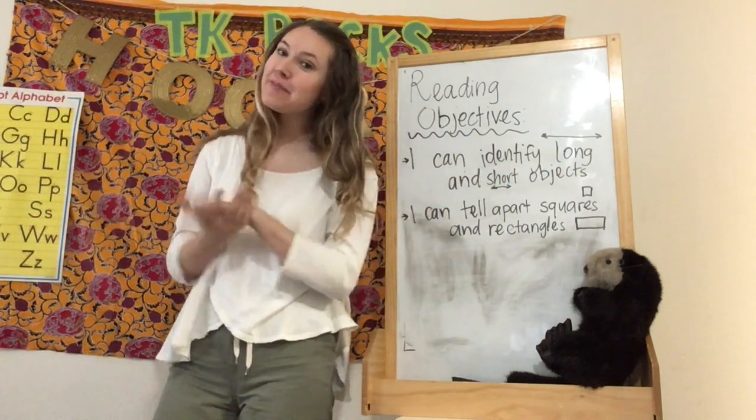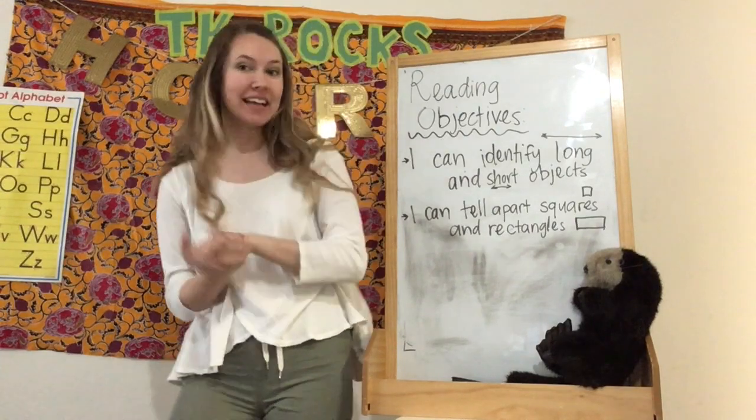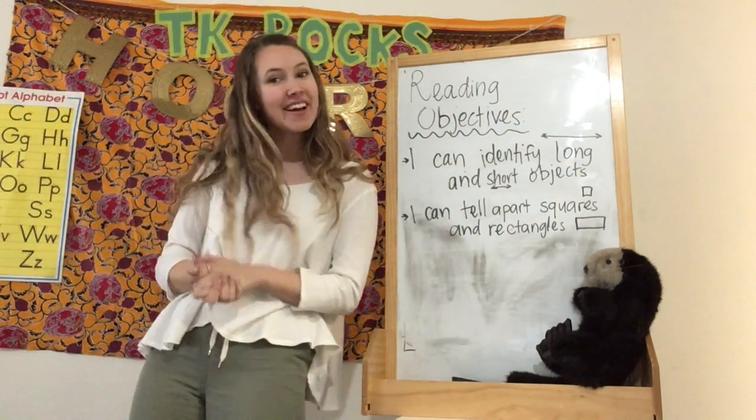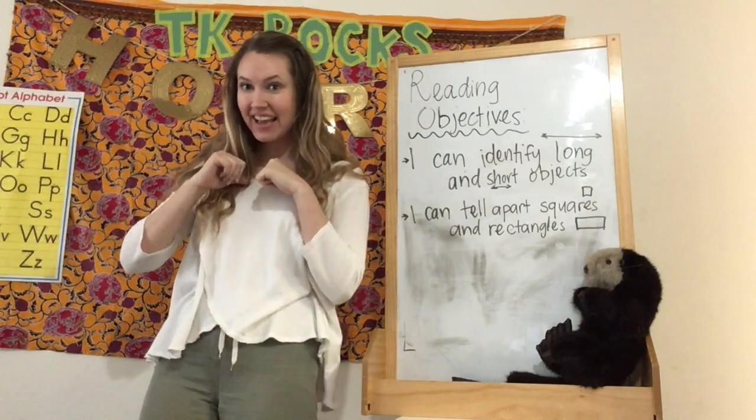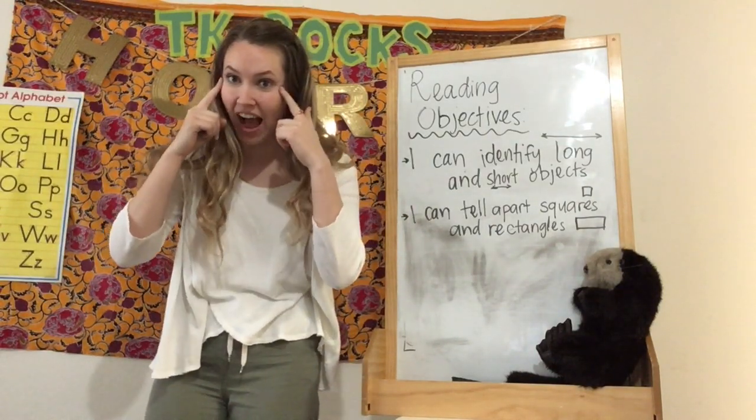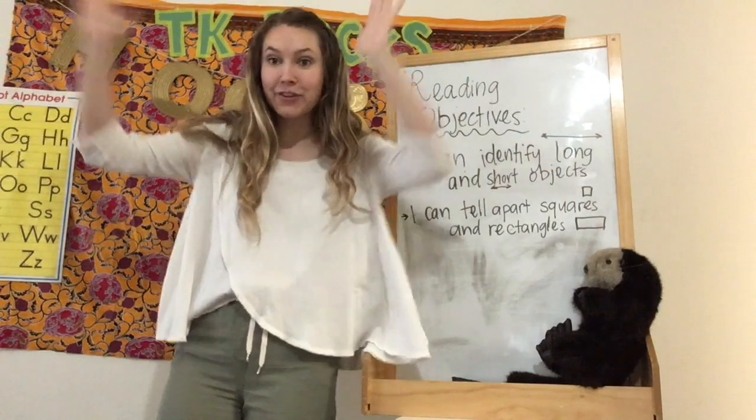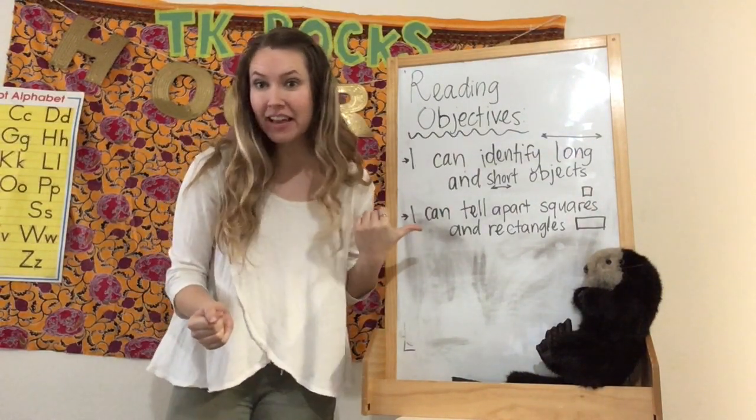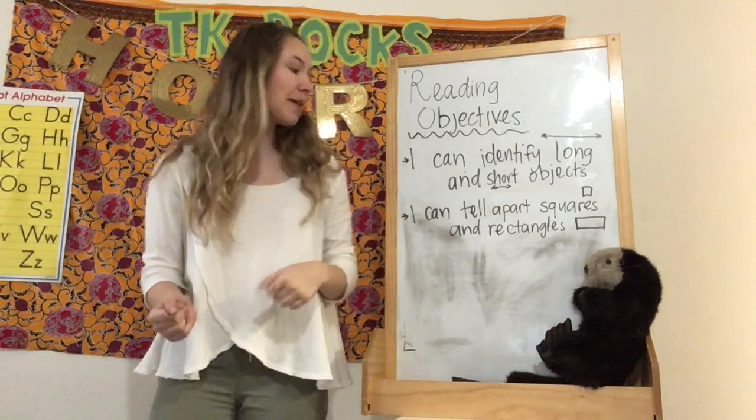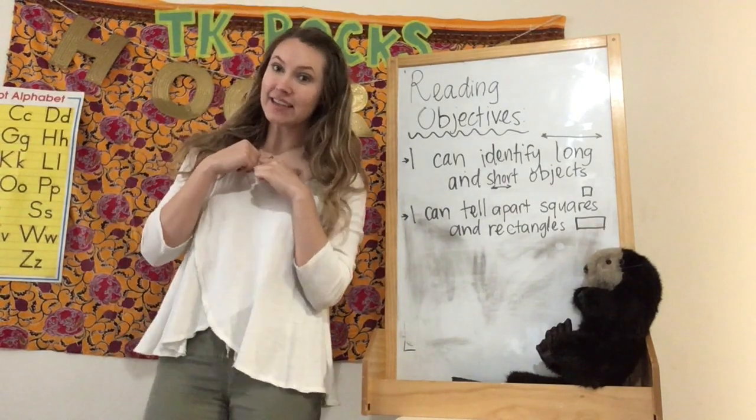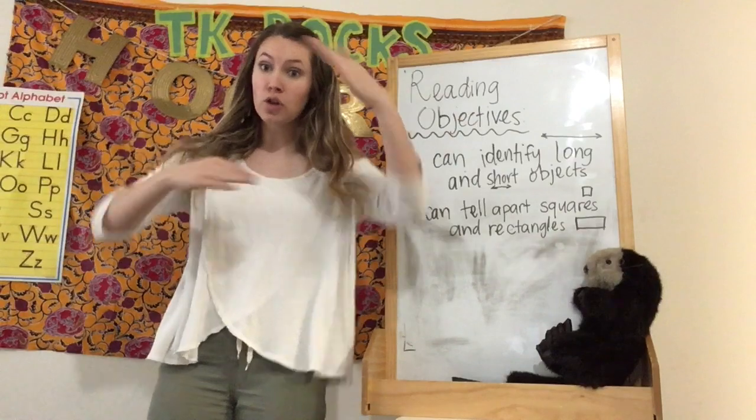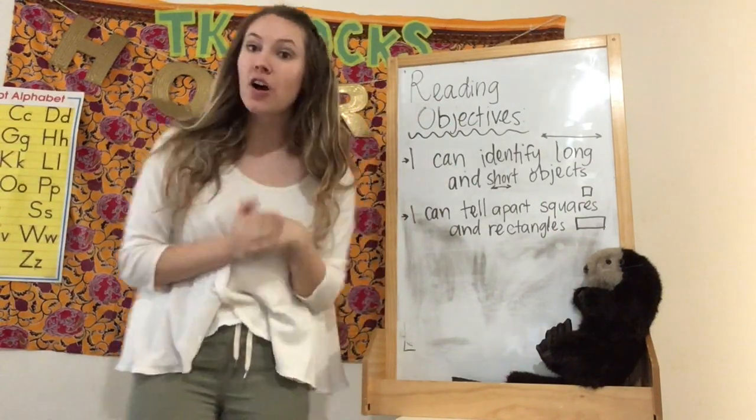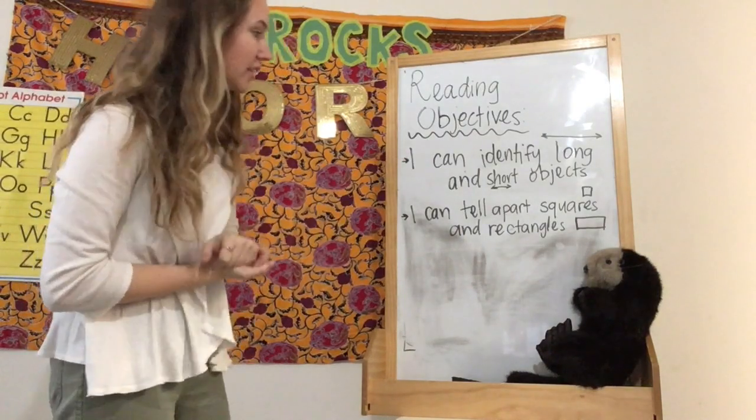And we're going to jump right in with our objectives. Objective is what we are going to learn. I can identify long and short objects. We also have a second objective today for our second activity page, and that objective is I can tell apart squares and rectangles. Okay, so let's look at our first objective here.